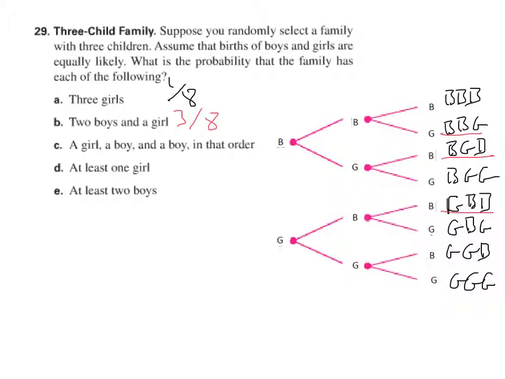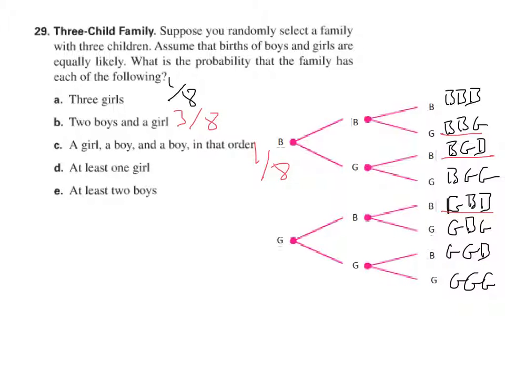A girl, boy, and a boy in that order. I believe that's only going to be one way. Let's see. Girl first, then a boy, then a boy. Well, that only happened one way. So 1 out of 8.